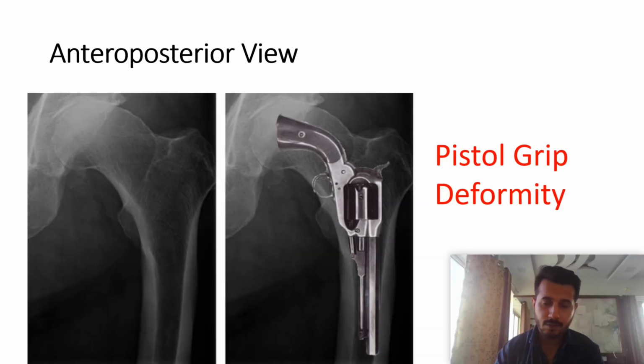On the anterior-posterior view, we see this classical pistol grip deformity in CAM type of FAI. You see this bump here? This bump is giving this pistol grip deformity appearance.